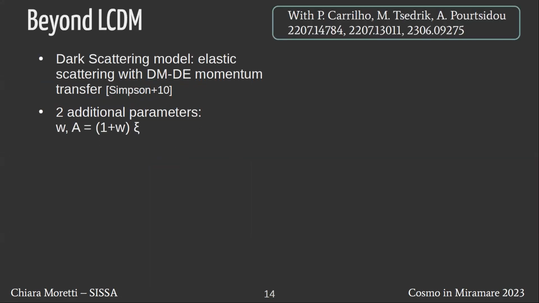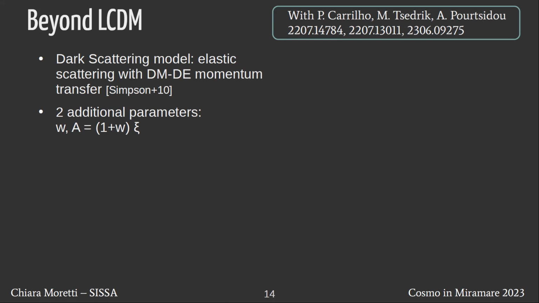So once we had our code working, we applied it to some data, and the state-of-the-art, let's say, data set that we have is the BOSS data. And this is work done in collaboration with people at the University of Edinburgh. So first of all, we looked at the dark scattering model. This is a model that allows for momentum transfer between dark matter and dark energy.